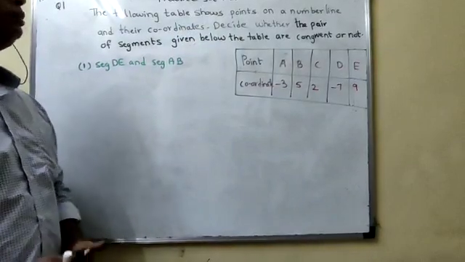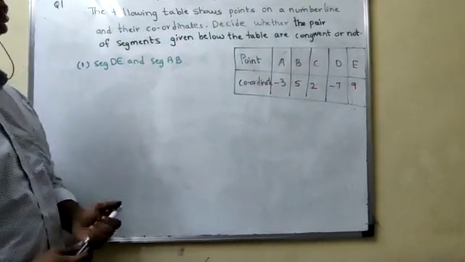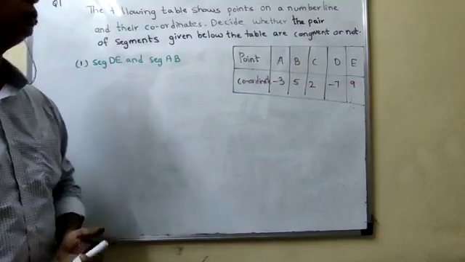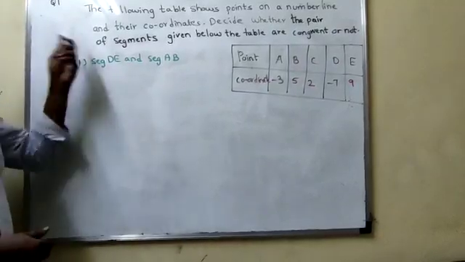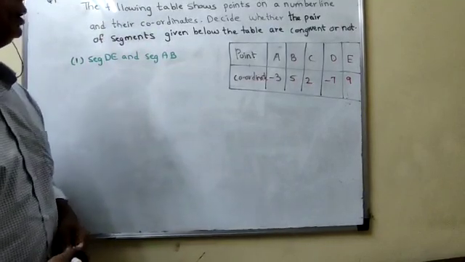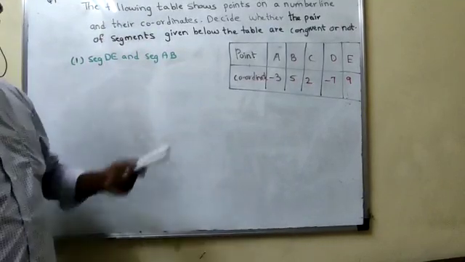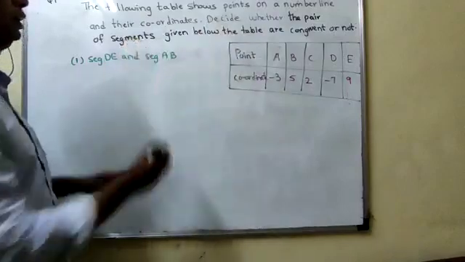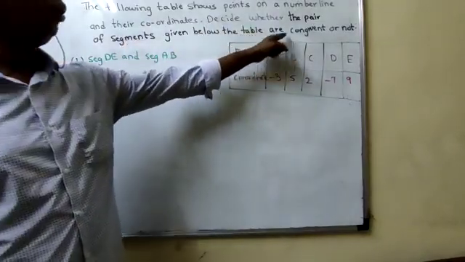In the last lecture we did practice 1.1. Today we will start practice 1.2. Listen carefully. See the question carefully. First question: the following table shows points on a number line and their coordinates. Decide whether the pair of the segments given below the table are congruent or not.